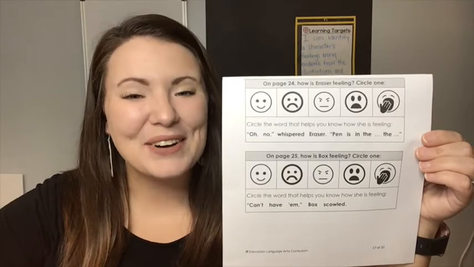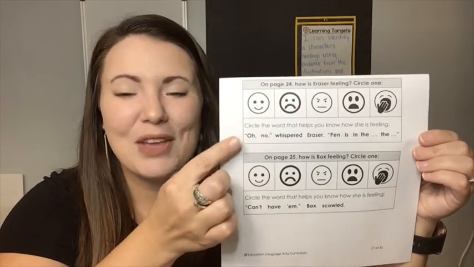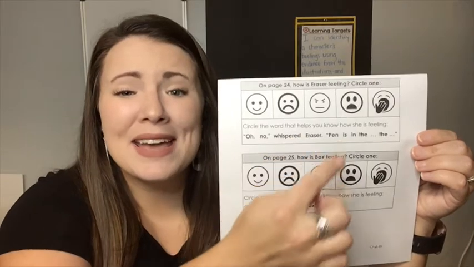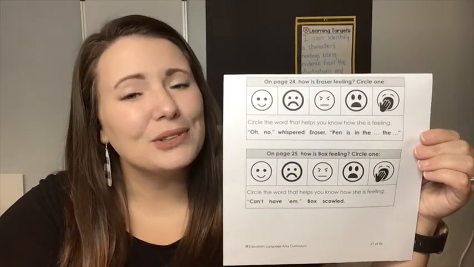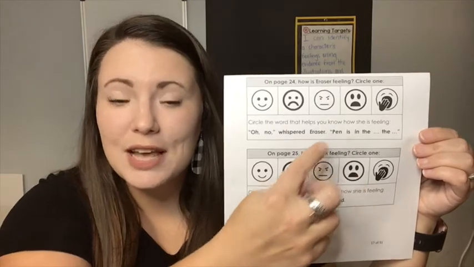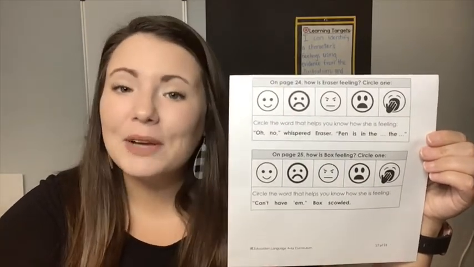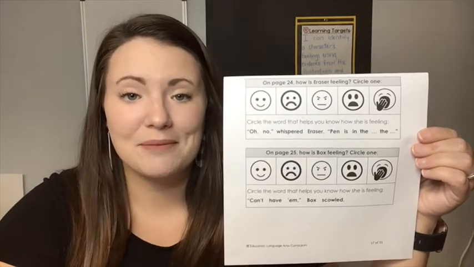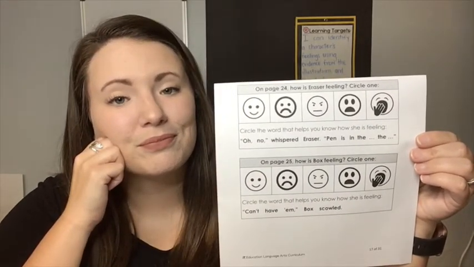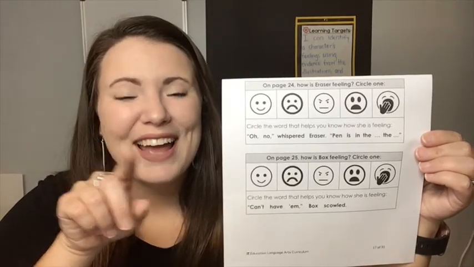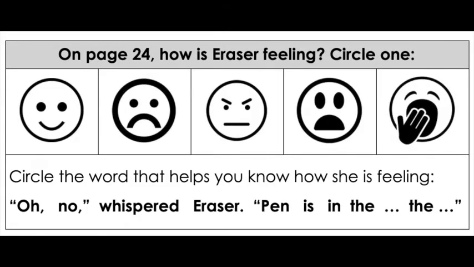Great job. Now I want you to look at this sentence for me. Oh no, whispered Eraser, pen is in the. Can you tell me which one of these words matches that feeling? How do we know that Eraser is feeling this way? Get out your finger and look at the screen. Can you circle the word in the sentence that lets you know how Eraser is feeling? Oh no, whispered Eraser. Pen is in the.